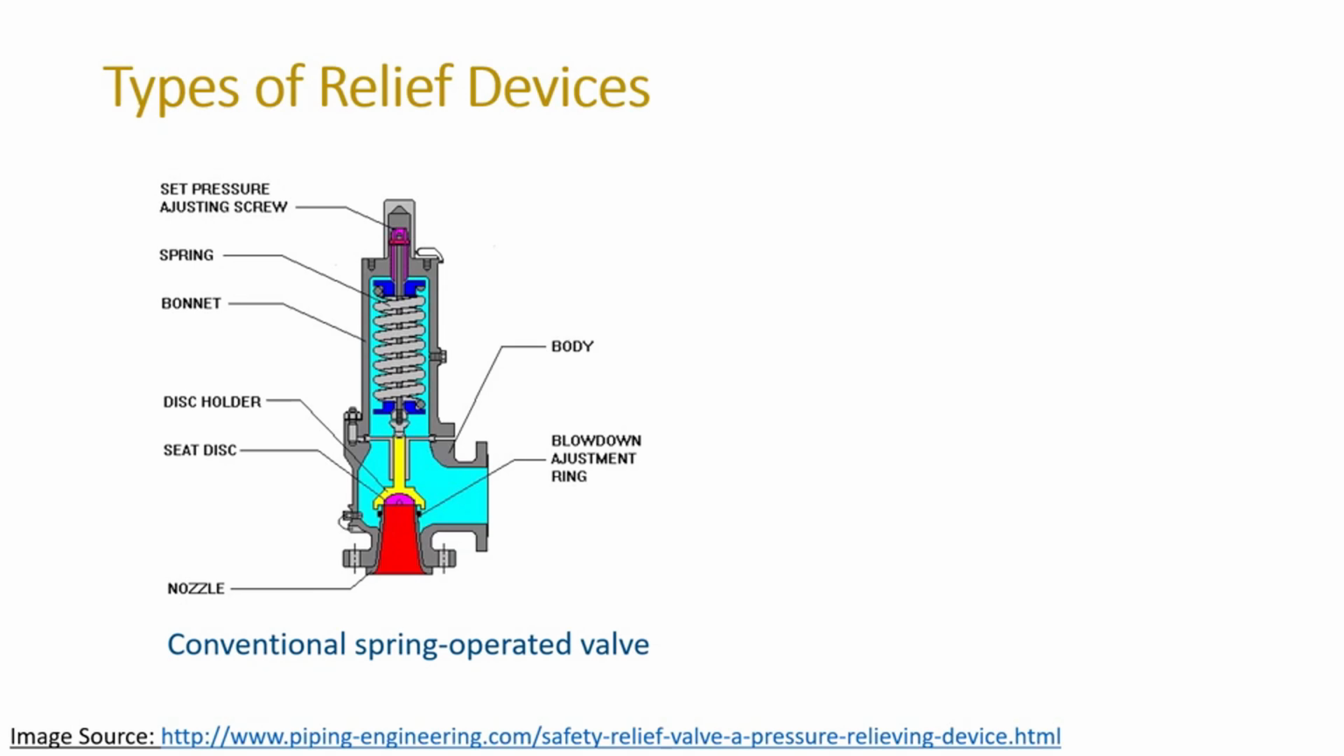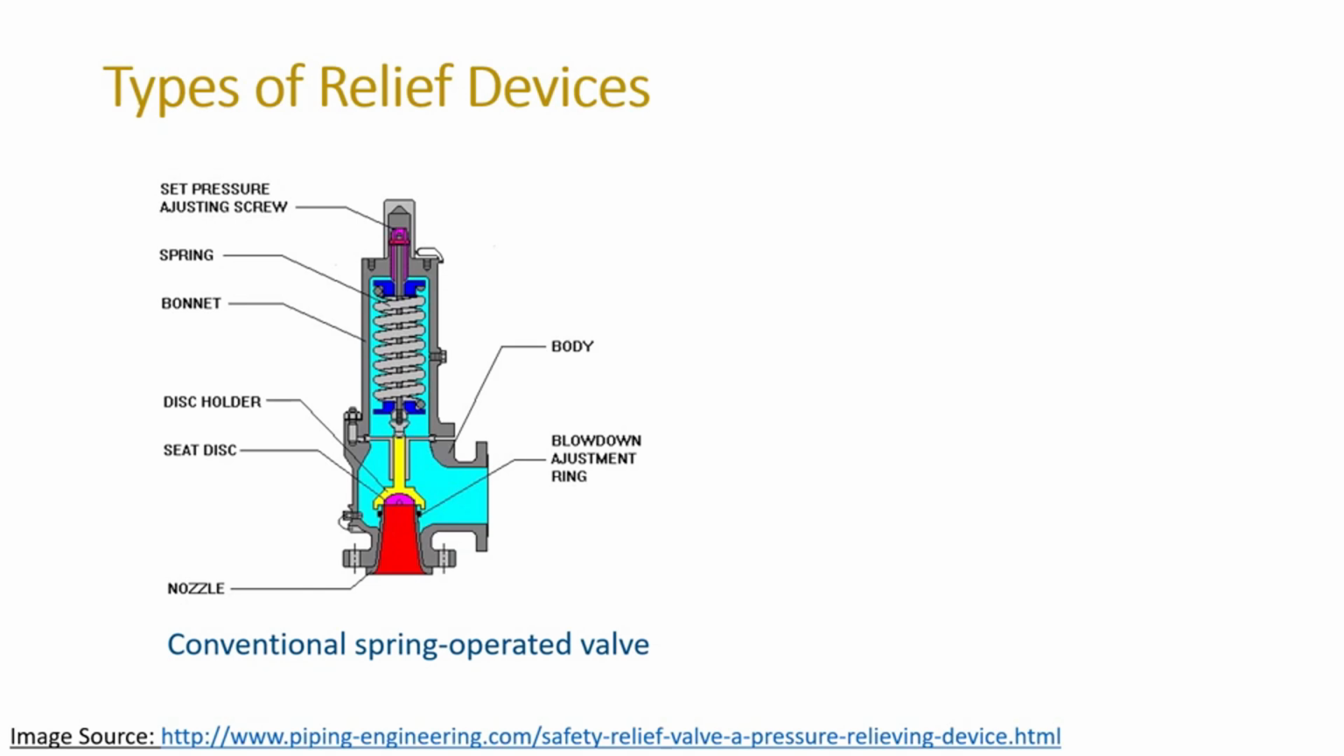Once pressure is relieved in the system due to the discharge through the valve, recall that the valve will reseat at a pressure that's different than the set pressure, and this is called blowdown. The blowdown is a function of the type of fluid that flows through the relief device, whether it be a liquid or a gas or a vapor. These conventional spring-operated valves are considered to be reliable and versatile.